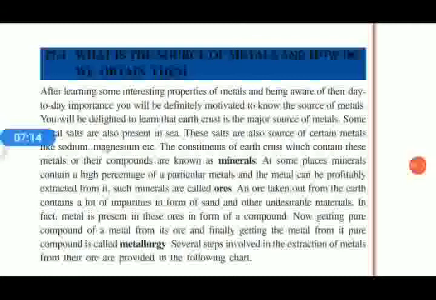Ore contains a high amount of metal, but it contains many other impurities. This metal also may be in the form of many other compounds. We want to extract the metal from that. That is known as metallurgy. Getting a pure compound of a metal from its ore and finally getting the metal from its pure compound is called metallurgy. Several steps are involved in the extraction of metals from their ore. We can just go through them.